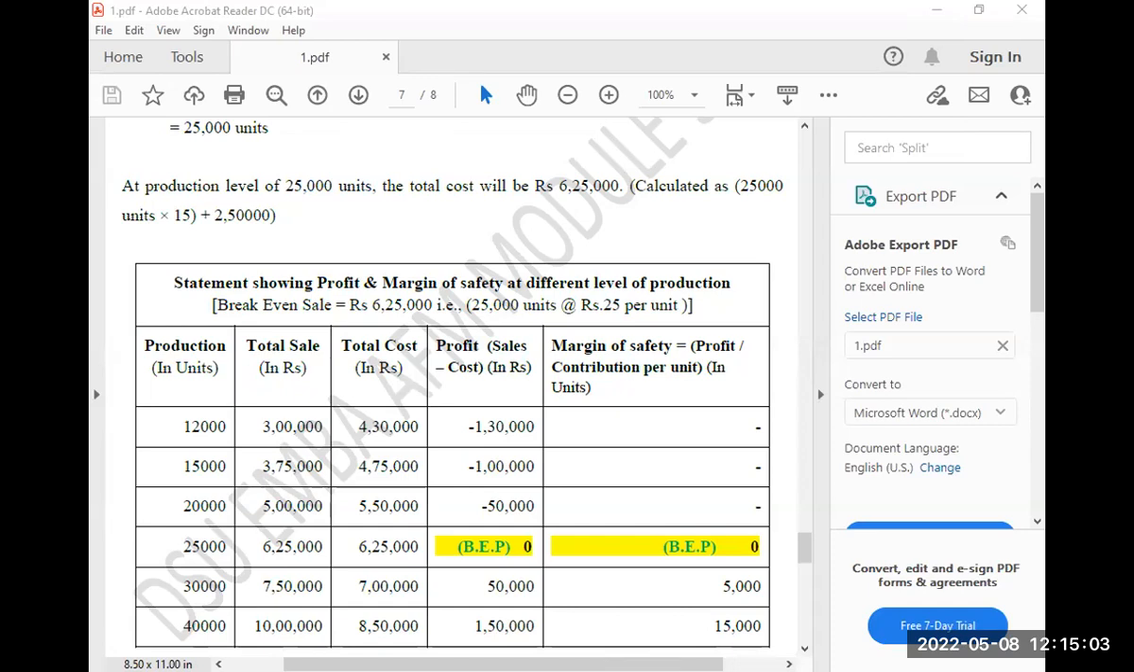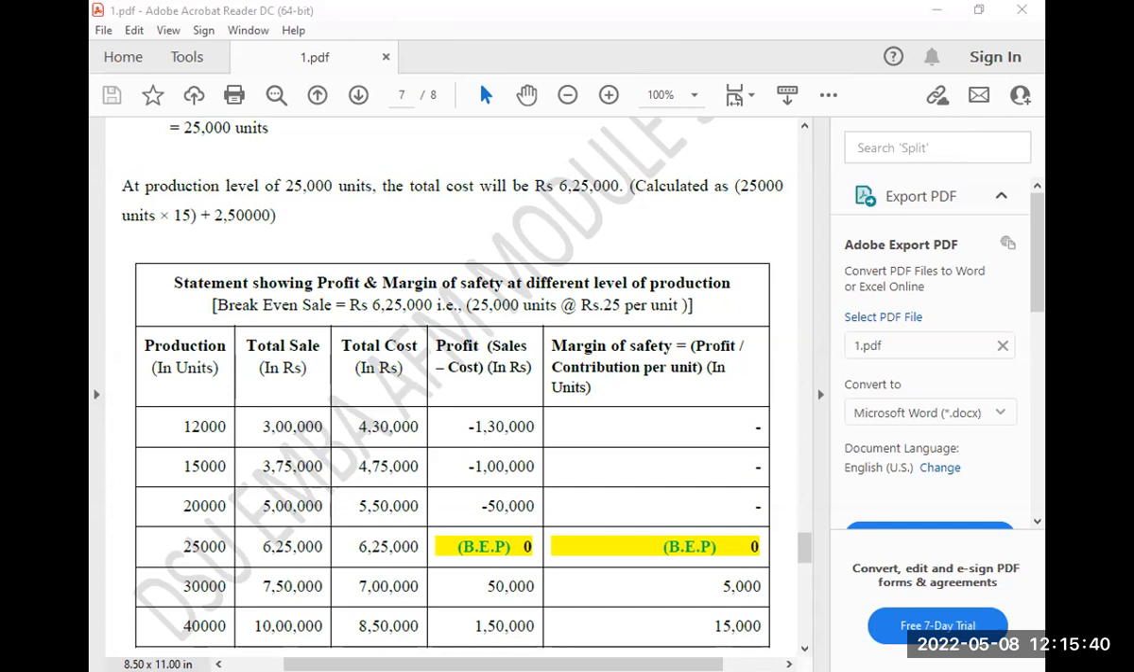A company has a fixed cost of 90,000. Yes, 60,000 by 0.25, so 25%. Second question to try: a company has a fixed cost of 90,000, sales of 3 lakhs, and profit of rupees 60,000. Write down the data: fixed cost 90,000, sales 3 lakhs, profit 60,000.